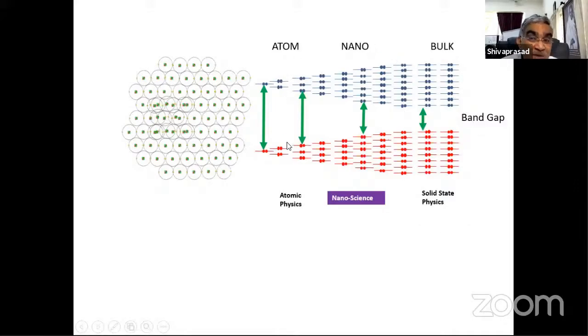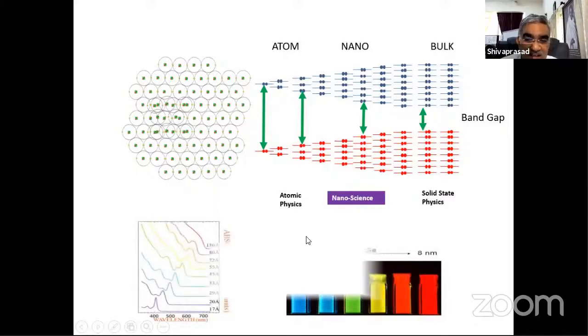What was ignored in between is this region, where depending on the size, the band gap was changing. You see here, the band gap is fixed. Even if you change the size after this, the band gap will be the same. But when I go to lower values, the band gap can change. This region is called the nano region. So nanoscience was neglected. We did atomic and molecular physics, solid state physics and condensed matter physics, but we ignored nanoscience in between.